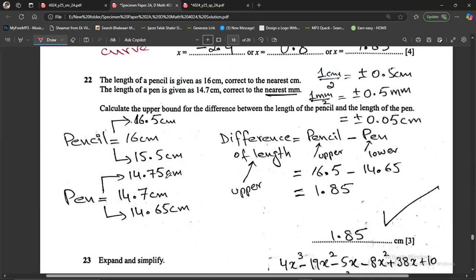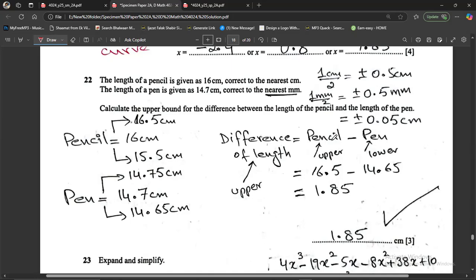And from 14.7, if you subtract 0.05 centimeter, you get 14.65 centimeter, which is the lower bound for the length of the pen. Now they want us to find the difference of the length between the pencil and the pen. So the difference of the length is equal to the pencil length minus the pen length, because I want the upper bound for the difference of the length. So the first member's upper value must be used, and the second's lower value should be used. Then the difference will show the largest reading.